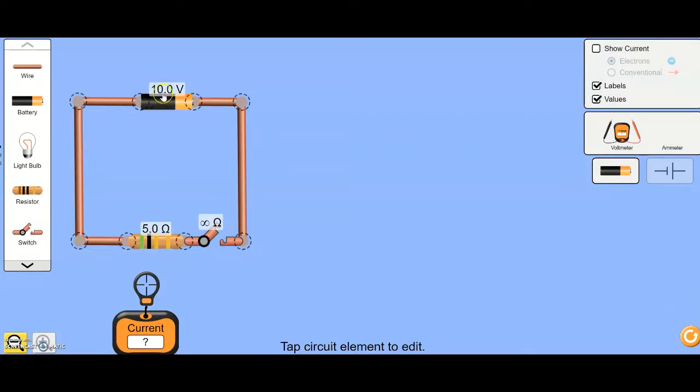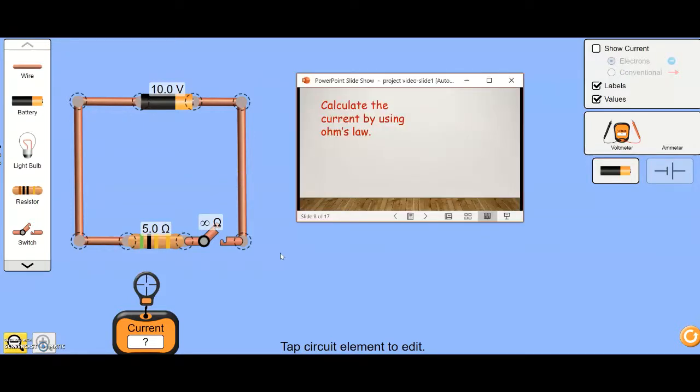Voltage of the battery is 10 volts, resistance is 5 ohms. We assume here that wires offer no resistance, whereas in real life, wires do offer resistance, which is relatively negligible. I want you to pause here and calculate the current in the circuit using these values and Ohm's law. Hope you got this.